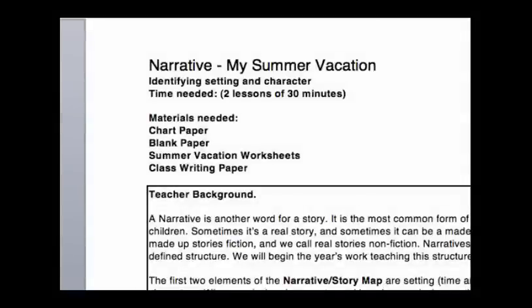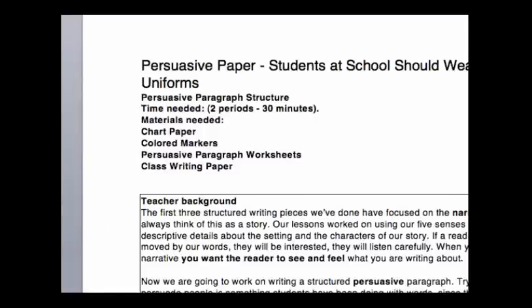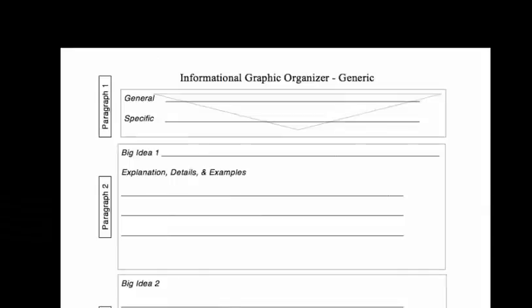Teacher background. So far we have worked on 2 forms of structured writing, the narrative and the persuasive. Today we're going to begin the 3rd kind of writing we'll do this year. It's an informational essay. We're going to read and write about famous people.